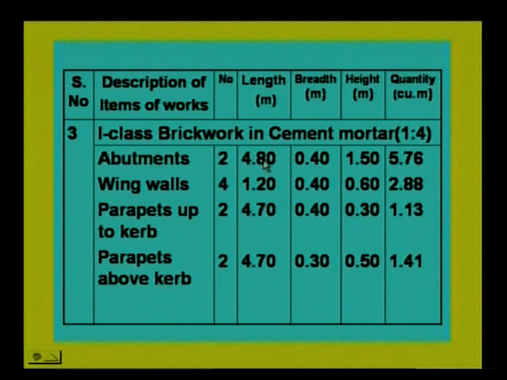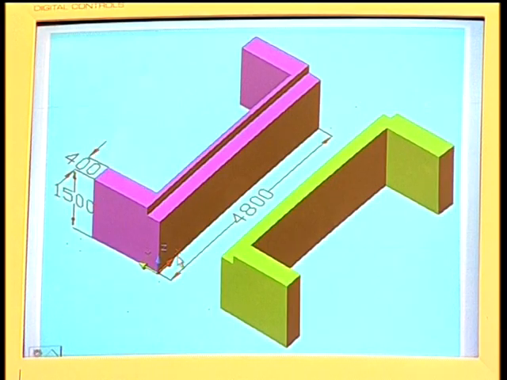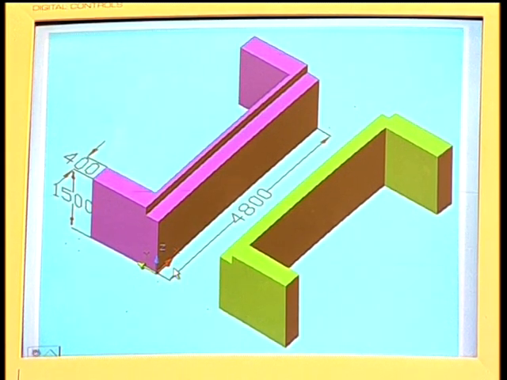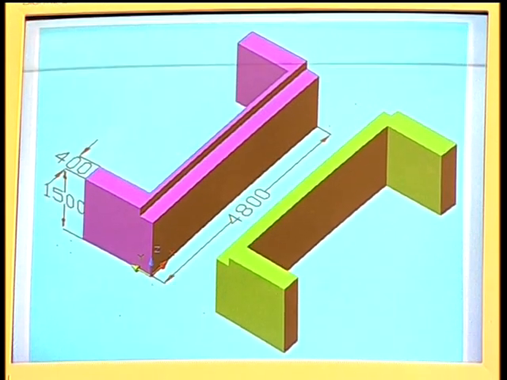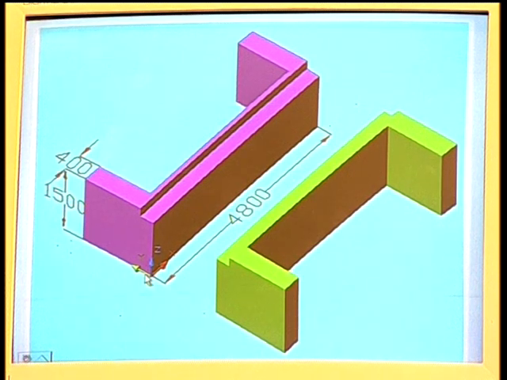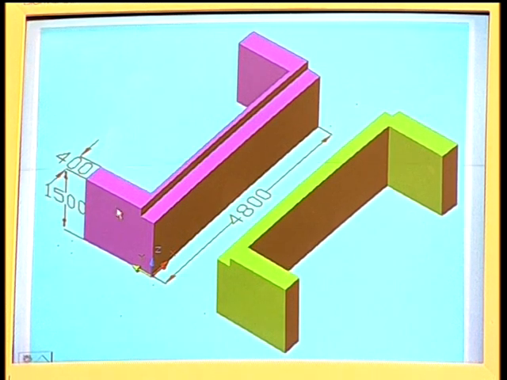Now let us look at the picture here. Now you can see here this one. This 4.8 meters is the length of the abutment, which is obtained by subtracting the offsets of 0.3 from 5.1 meters, that is the length of the CC bed. Similarly, you can also calculate the length of the return, and you can see here the width of the abutment is 400, and the height of the abutment is 1.5 meters. So this is the height in the 3-dimensional picture.